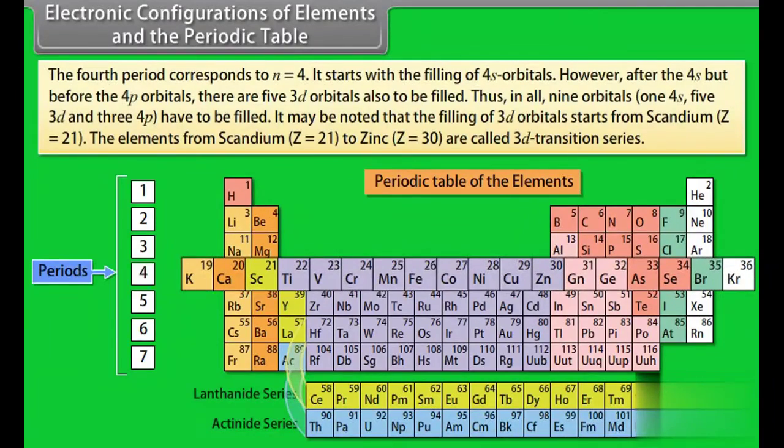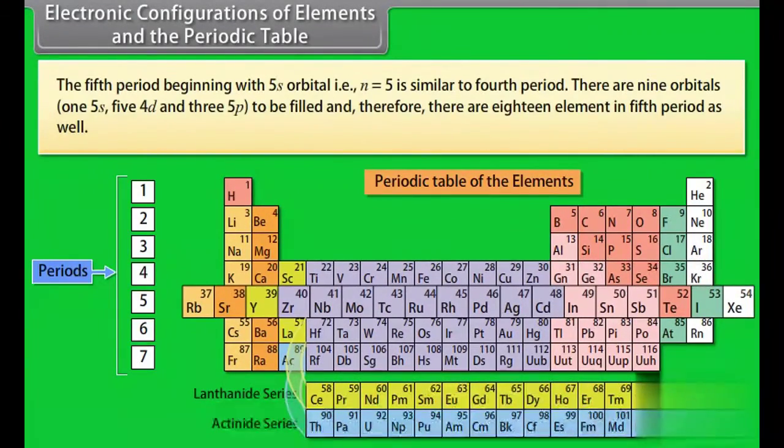The fourth period corresponds to n equals 4. It starts with the filling of 4s orbitals. However, after the 4s but before the 4p orbitals, there are 5 3d orbitals also to be filled. Thus, in all, 9 orbitals, one 4s, five 3d and three 4p, have to be filled. It may be noted that the filling of 3d orbitals starts from scandium, atomic number 21. The elements from scandium, atomic number 21, to zinc, atomic number 30, are called the 3d transition series.